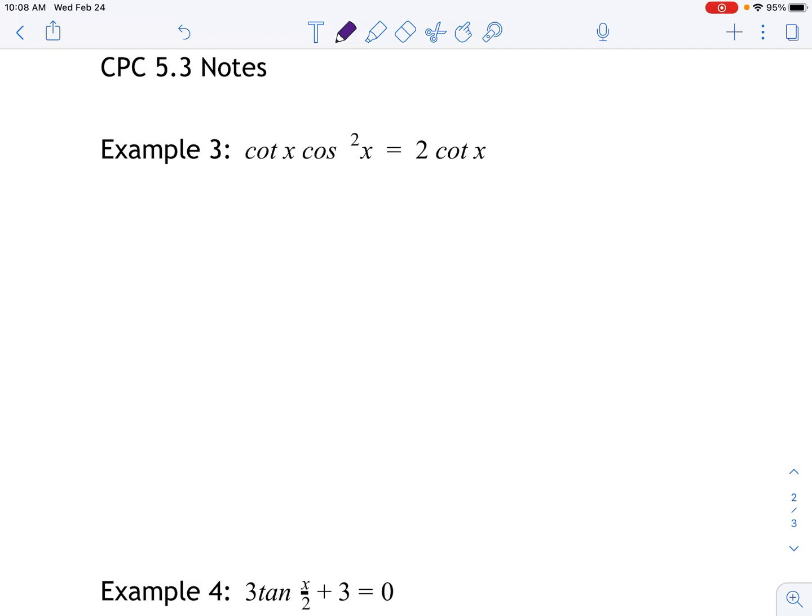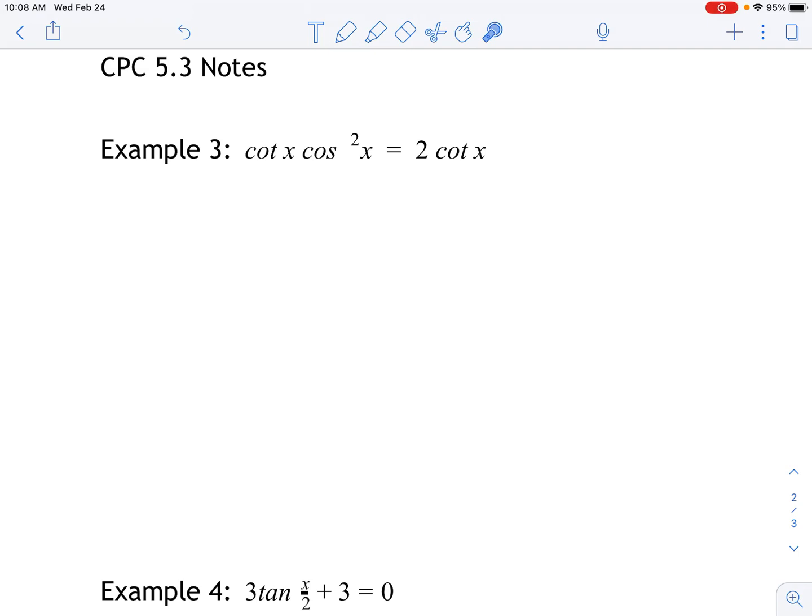Right, so today we're going to talk about example 3 in section 5.3. And as you can see, we have an equation. The directions at the top of the note sheet were to solve. So we have to solve for x, figure out what x equals to make this equation true.